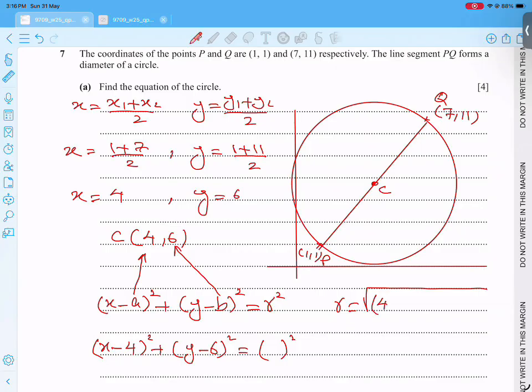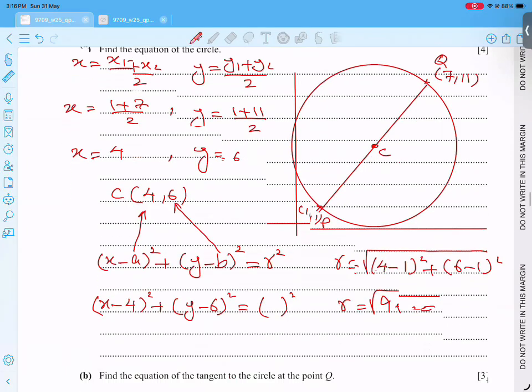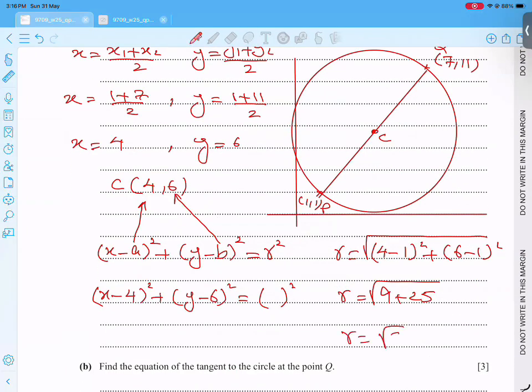So x1 minus x2 whole square, I mean these two numbers, plus 6 minus 1 whole square. Here 3 squared is 9 and 5 squared is 25, and this gives us 34. So r becomes root 34. And when I copy root 34, the square cancels out, and the final form is this. I hope the point is very clear.